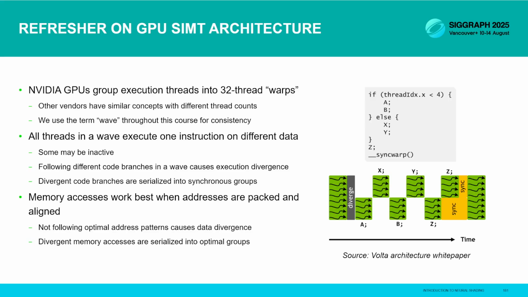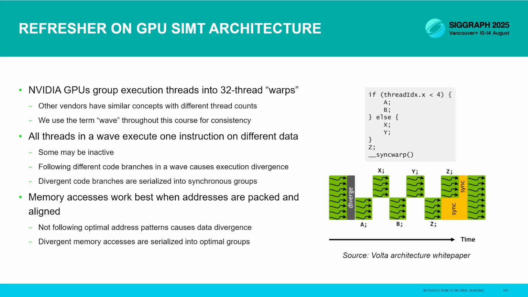Like I mentioned, NVIDIA GPUs group threads into groups of 32 called warps, sometimes referred to as waves or subgroups. AMD and Intel GPUs have similar concepts. In this course, we're using the term wave for consistency, and this is what Slang uses also. A single SM or streaming multiprocessor takes instructions from the program one by one and executes each of them on all 32 threads at the same time. But the program usually assumes that it doesn't happen, that every thread is independent.